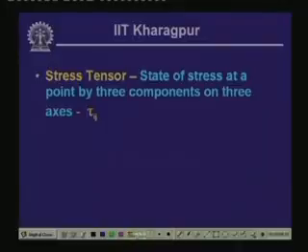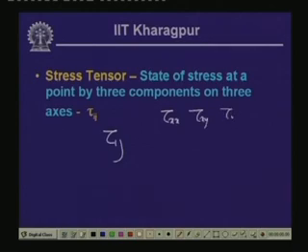So, stress tensor is tau ij, where i represents the x, y, z directions or the x, y, z planes, and j represents the 3 stress directions. If we expand this on the x plane, when i is x, we have j as x, y, z. So, the stress components are tau x x, tau x y and tau x z.